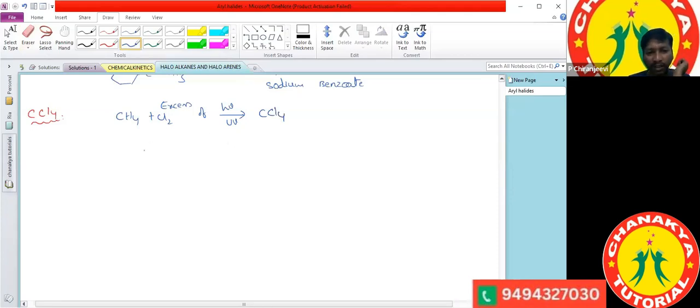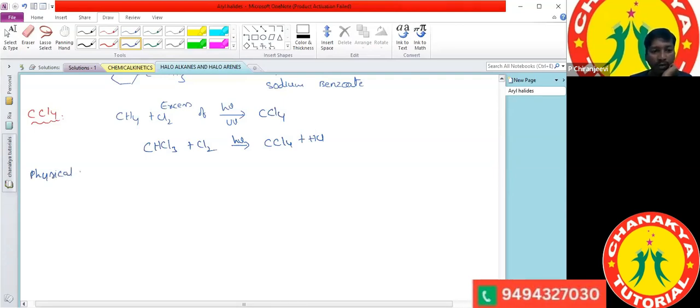Okay, and there is some other method also. What is another method here? If CHCl3, chloroform, is treated with chlorine in presence of sunlight, it also forms carbon tetrachloride plus HCl. Okay, so what are the physical properties of carbon tetrachloride?